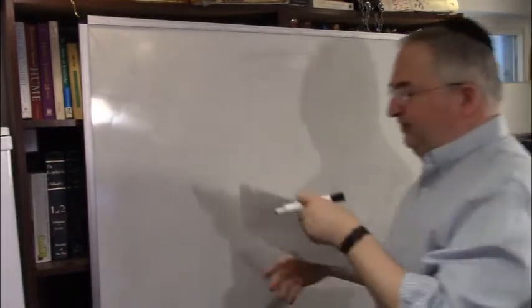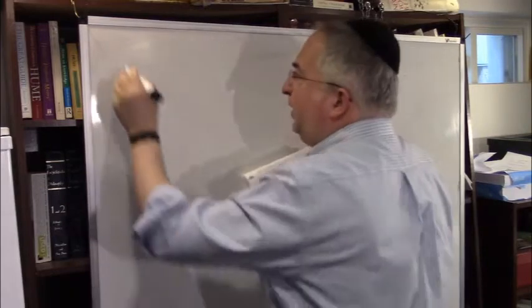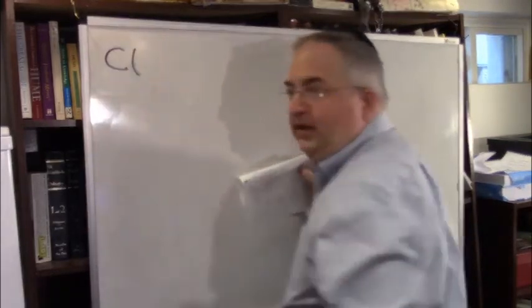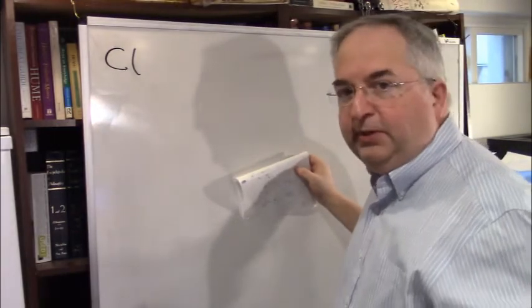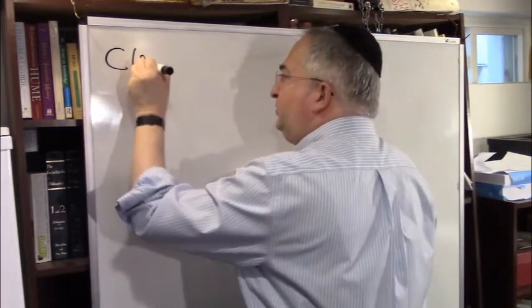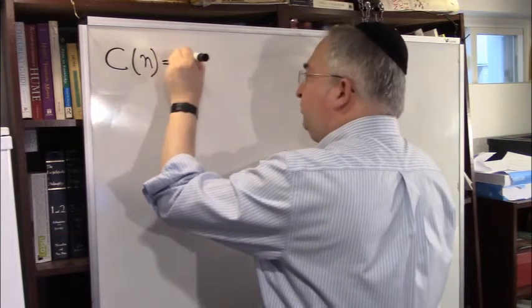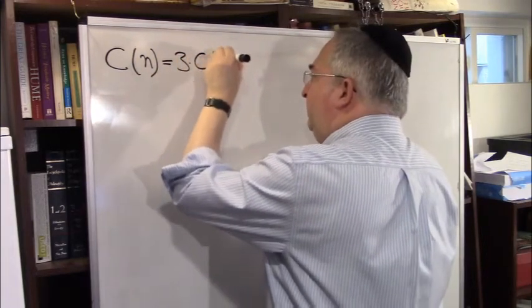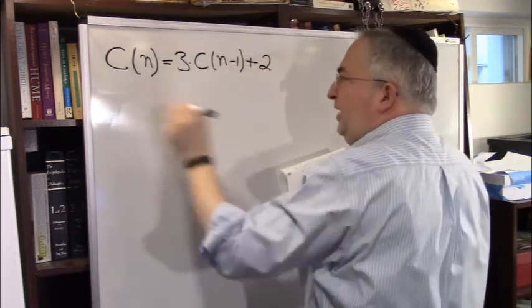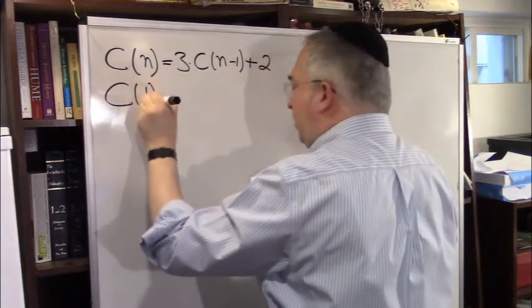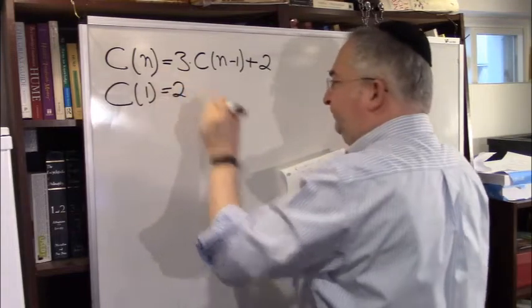Let's do the C example. A just had addition. B had multiplication. C is going to have addition and multiplication. Okay, so let's do it. C of n is equal to 3 times C of n minus 1 plus 2. And the base case is C of 1, which is equal to 2.